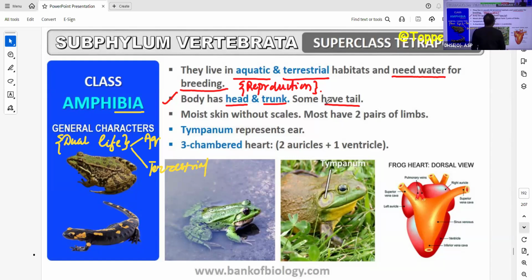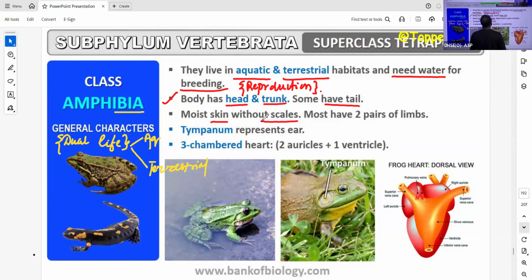Then some of the amphibians may have a post-anal tail, others don't. Like in case of frogs, you don't have a tail. But in case of salamander, etc., you have a tail. Okay? They have moist skin without scales. They do not have scales on their body. Rather, they have a moist skin, a moist epidermis, and the skin is smooth. Why? Because that helps in interaction with the environment, and they perform a kind of respiration which we call cutaneous respiration. For that they require moist skin. Okay? Therefore, their skin is moist.